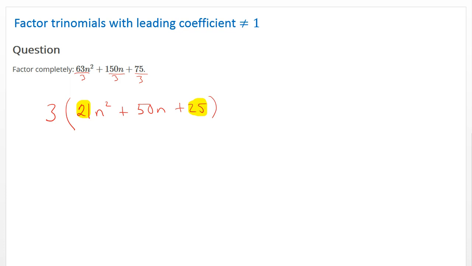So multiply A times C, so I've got 21 times 25, and that equals 525. So in this case, I'm going to try to find 2 numbers that multiply to be 525, which happens to be A times C, and add to still be the middle coefficient, which is going to be 50. So what numbers multiply to be 525 and add to be 50?